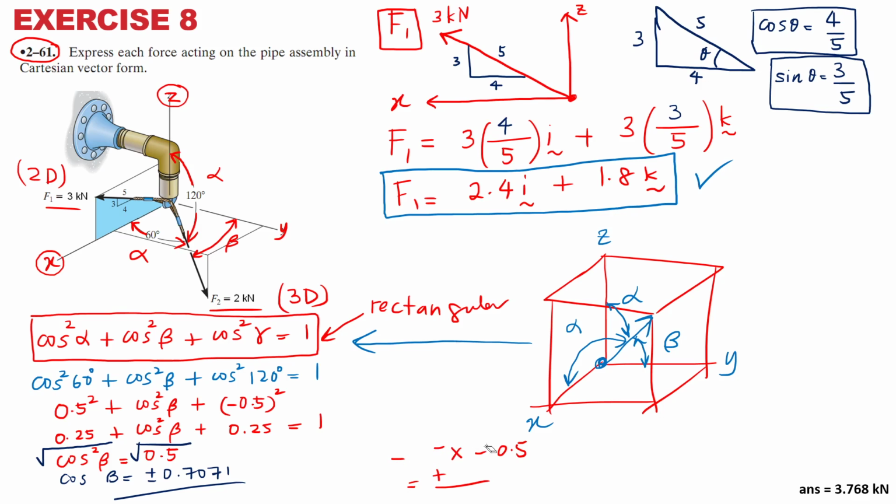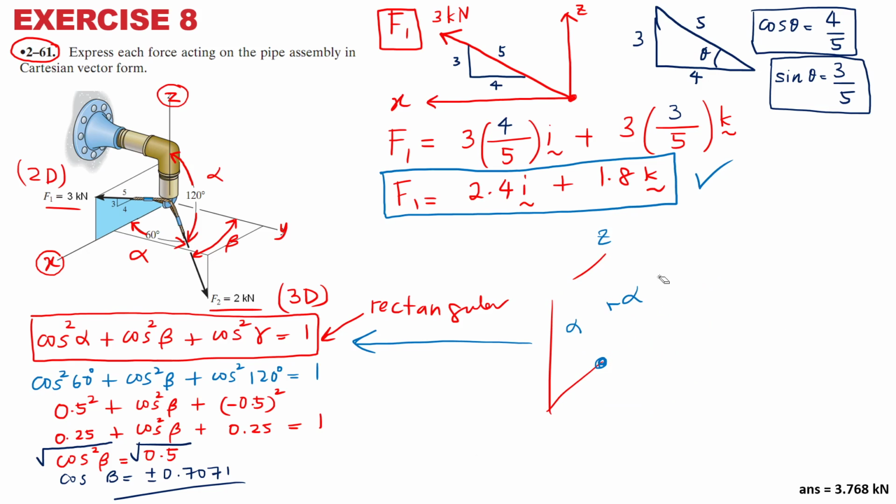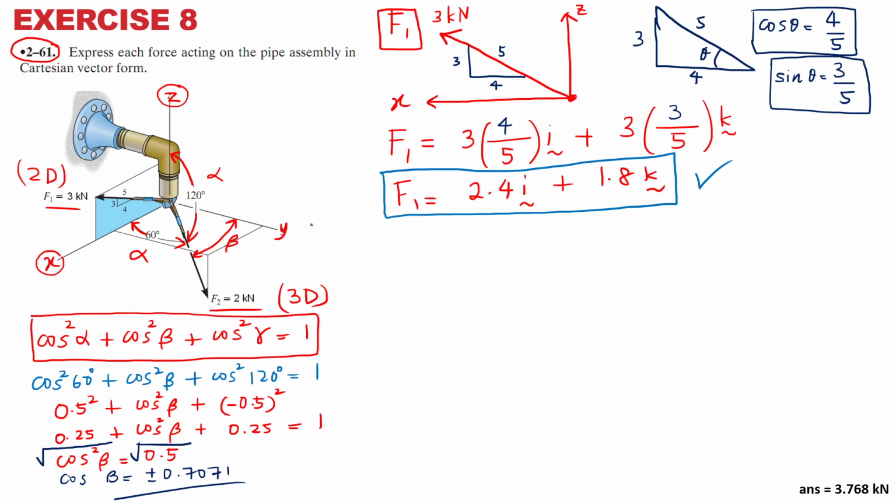We haven't got to beta yet, so we have to get to beta. I'm going to have to clear this up. We haven't solved this one. So beta will be two things: cos negative 1 of positive 0.7071, or cos negative 1 of negative 0.7071.